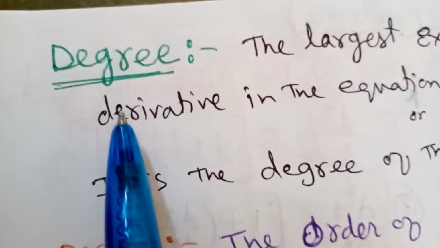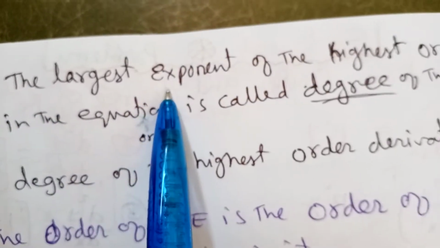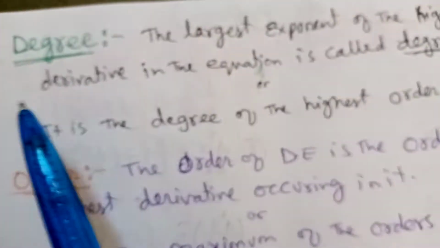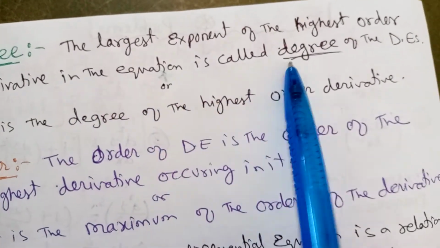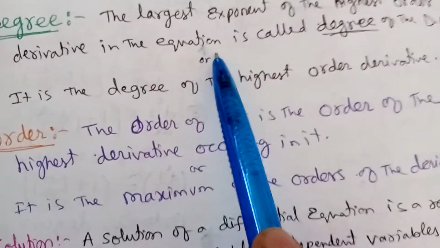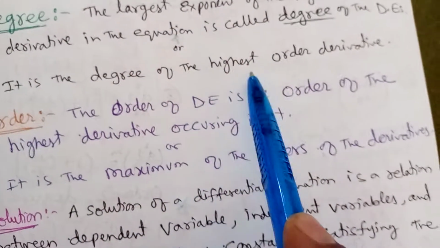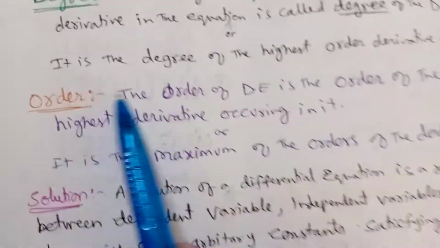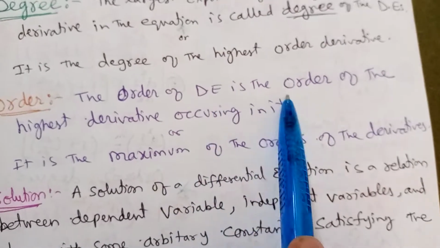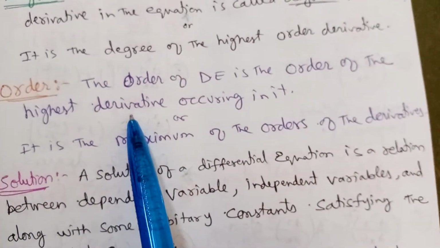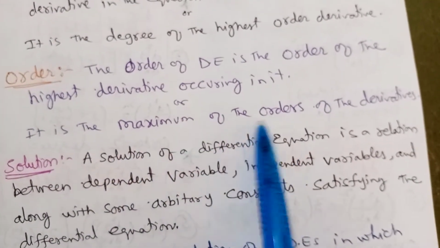Next term, degree. So what is degree here? The largest exponent, the power of the highest order derivative in the equation, is called the degree of the differential equation. In short, it is the degree of the highest order derivative. Next, order. The order of a differential equation is the order of the highest derivative occurring in it. In short, it is the maximum of the orders of the derivatives.